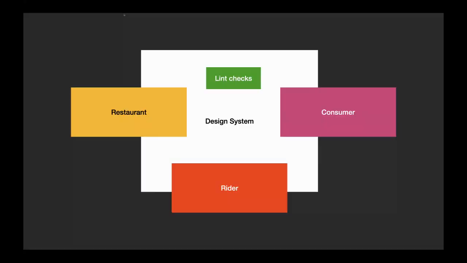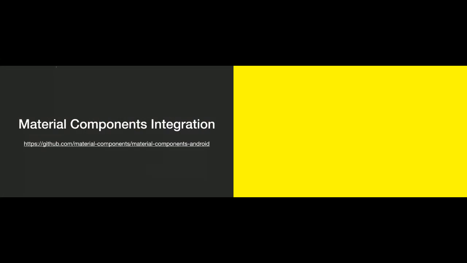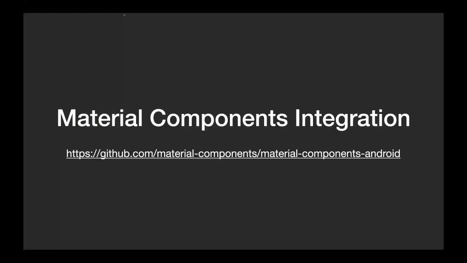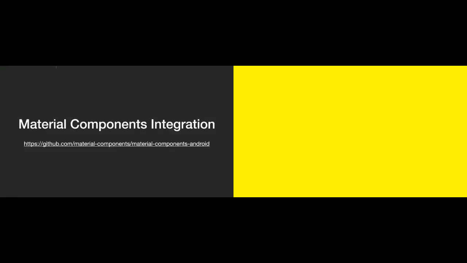Right. So now the second step of our journey was adopting the material components library. For the people who don't know what it is, it is basically a drop-in replacement of the Android design support library. The idea is that Google wrote the support library to fully implement the material design specification. And you will think about why would I do this? There are a few reasons.